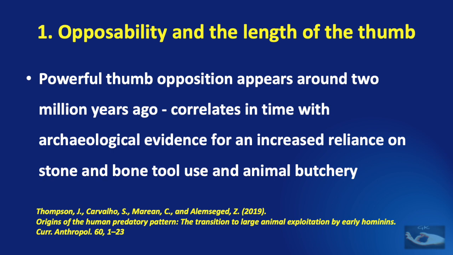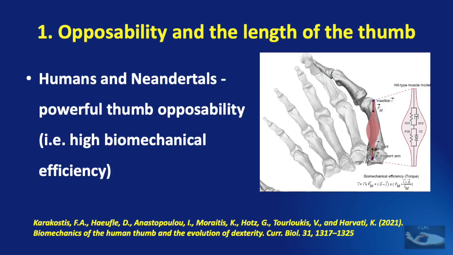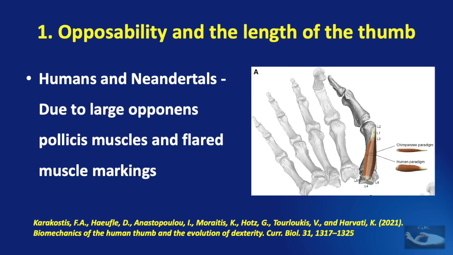with the archaeological evidence for an increased reliance on stone and bone tool use and animal butchery. Humans and Neanderthals, the so-called Stone Age men, showed powerful thumb opposability, that is, they had a high biomechanical efficiency, and this was due to large opponens pollicis muscles and flared muscle markings.